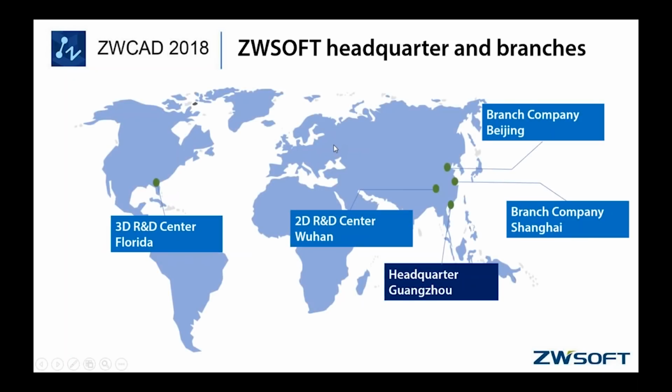We are an international company, and we have 5 offices. 4 of them are located in China. Our headquarters is here in Guangzhou, and we have an R&D center here in Wuhan, in the middle of China. We have 2 branch offices in 2 big cities in China. One is in the capital city, Beijing, and another is in a very famous city called Shanghai.